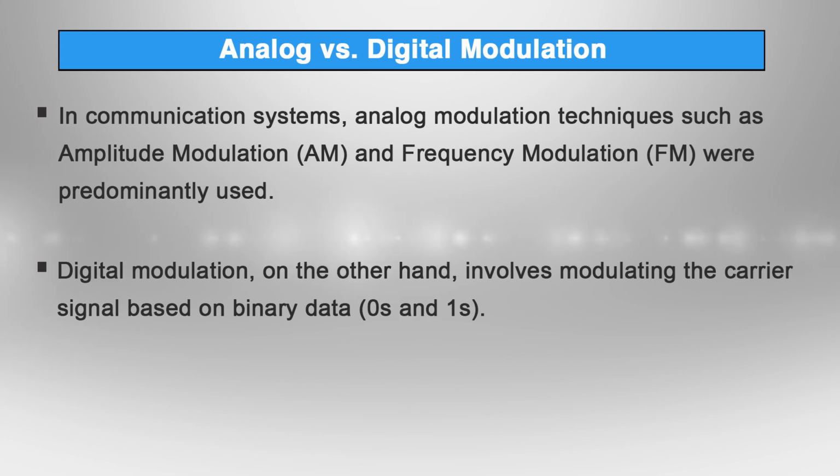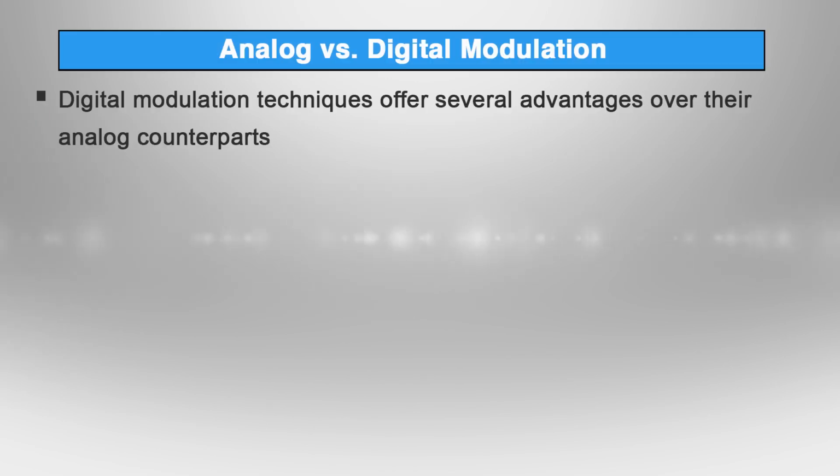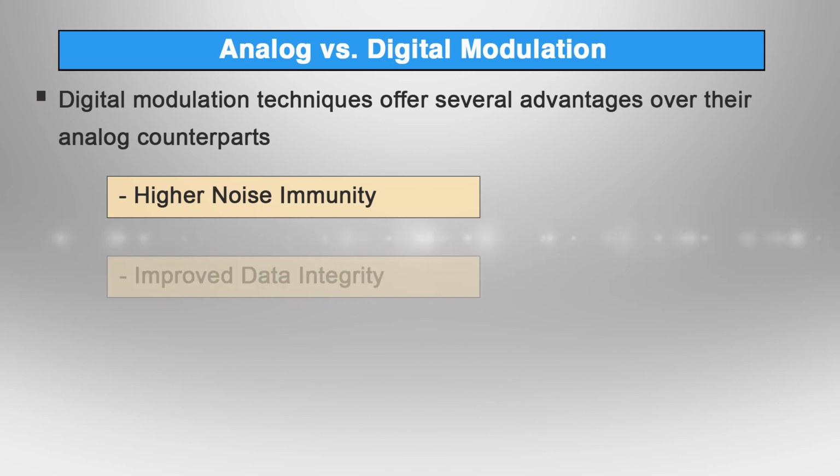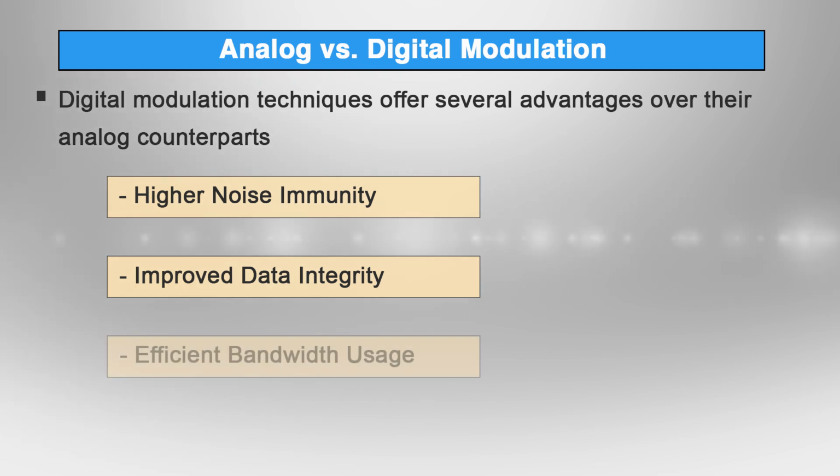Digital modulation, on the other hand, involves modulating the carrier signal based on binary data, that is zeros and ones. Digital modulation techniques offer several advantages over their analog counterparts. Higher noise immunity: digital signals are less affected by the noise and interference. Improved data integrity: error detection and correction techniques can be incorporated. Efficient bandwidth use: digital modulation techniques allow for more efficient use of the available bandwidth.